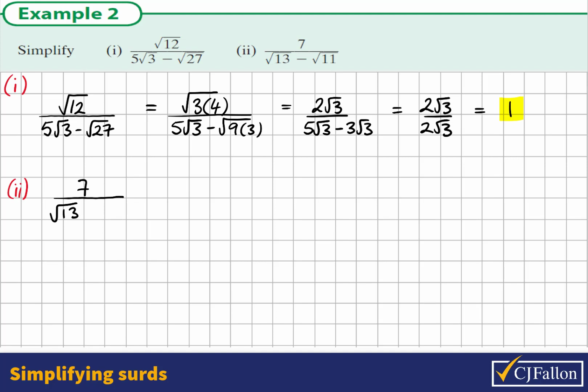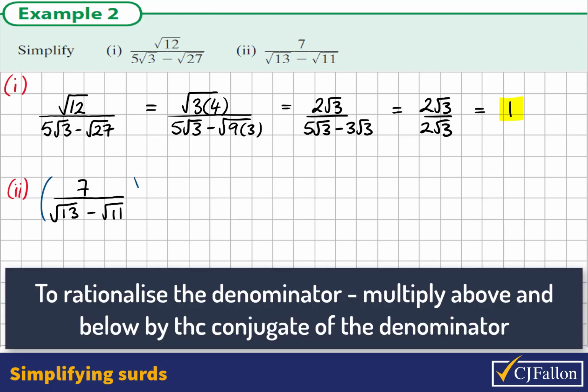In the second question, we have 7 being divided by root 13 minus root 11. To do this, we want to firstly rationalize the denominator by multiplying above and below by the conjugate of the denominator. The conjugate of root 13 minus root 11 is root 13 plus root 11. So we multiply above and below by root 13 plus root 11. This basically is multiplying the fraction by 1, so we're not changing its value.